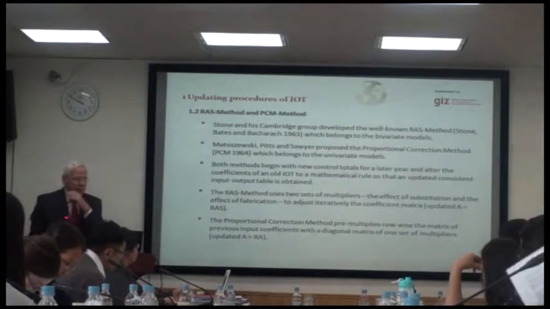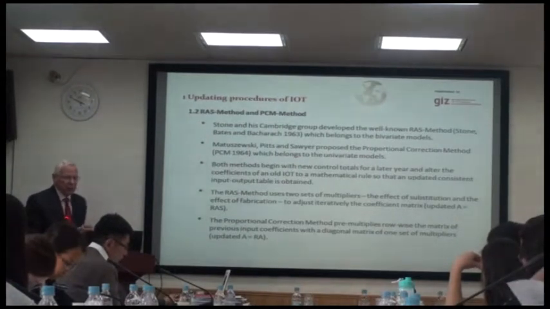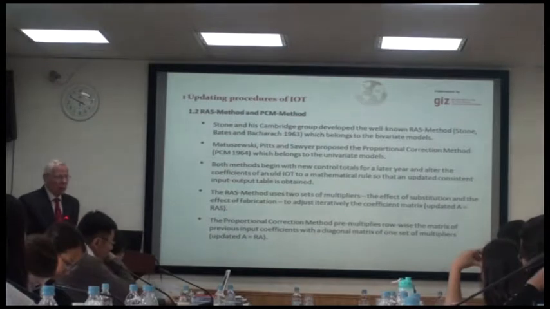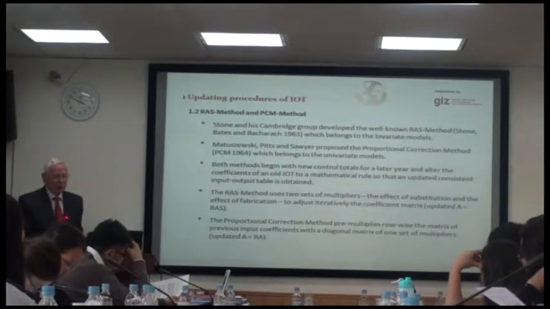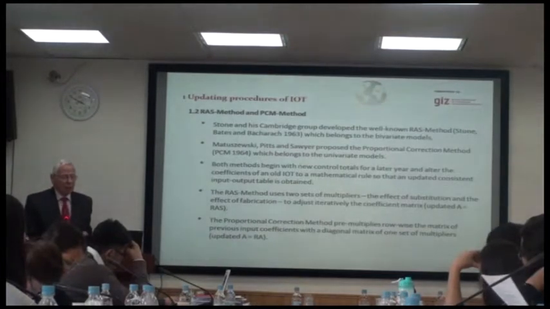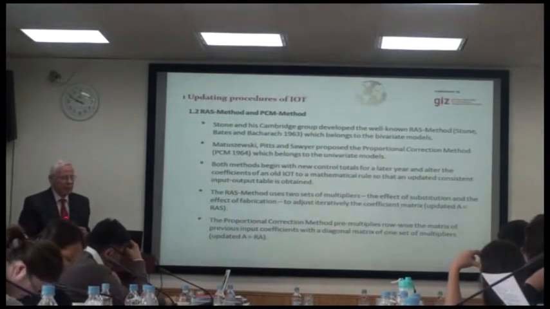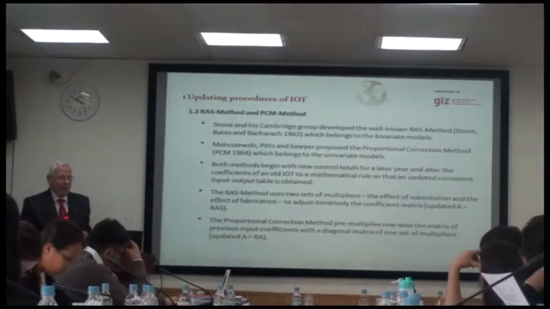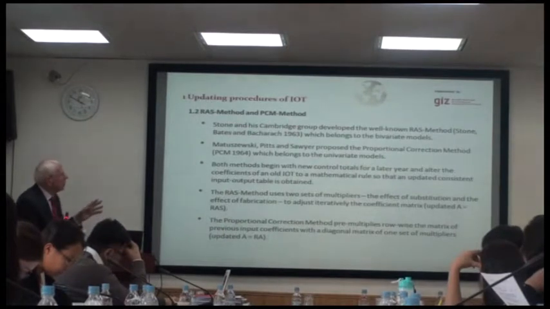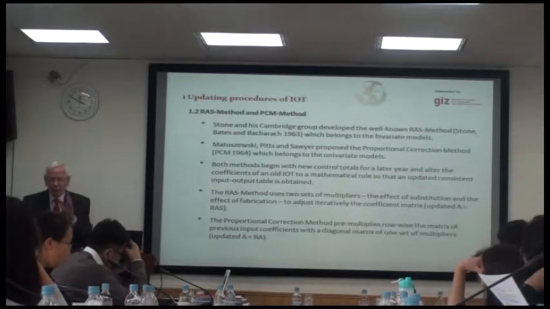What are those methods? Stone and his Cambridge group in the UK, Great Britain, developed the well-known RAS method, Stone, Bates and Bacharach, already in 1963, which belongs to the bivariate models. Matuszewski, Fitz and Sawyer, these are Canadian economists, proposed the proportional correction method, the PCM method, also during the time 1964, but this procedure belongs to the univariate model. Both methods begin with new control totals for a later year.